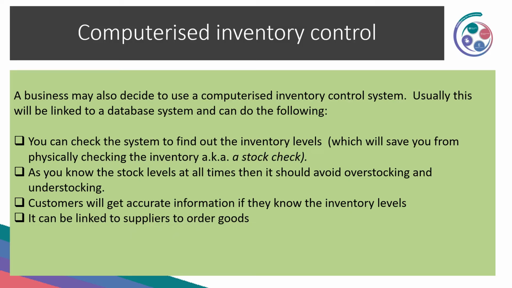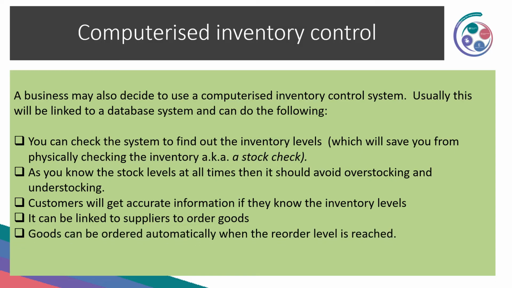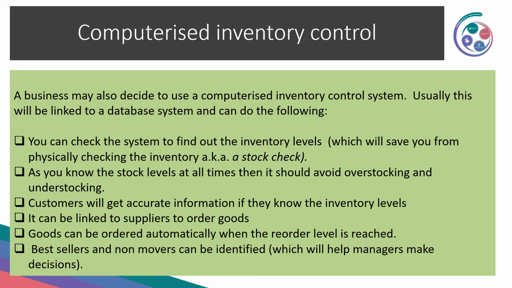And it can be linked to the suppliers to order goods. It might automatically flag up a reorder. At the reorder point, it would automatically go to suppliers. Also, the best sellers and non-movers can be identified because the system normally tells you when the last item was sold. And if you were to do that on a national scale in local shops, it would help managers make decisions as to what to stock next time.